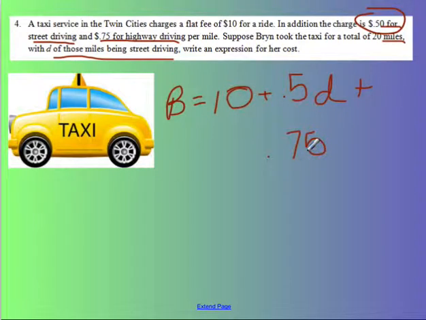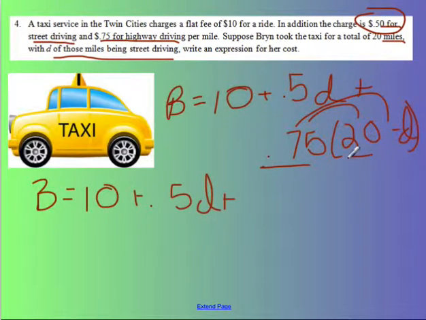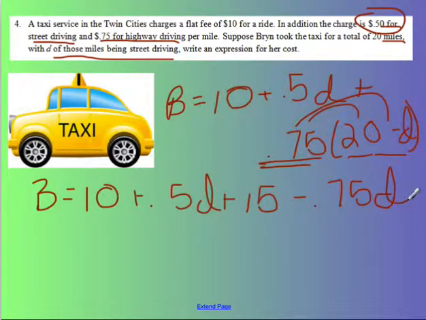To figure out our highway driving, we're going to take our total number of miles and subtract the amount on the street. So now instead of using 4, I'm using D because I don't actually know how many I did on the street. So we're going to start by distributing that in. So then I get 10 plus 0.5D plus now 0.75 times 20 is going to give me 15. 0.75 times negative D is negative 0.75D.